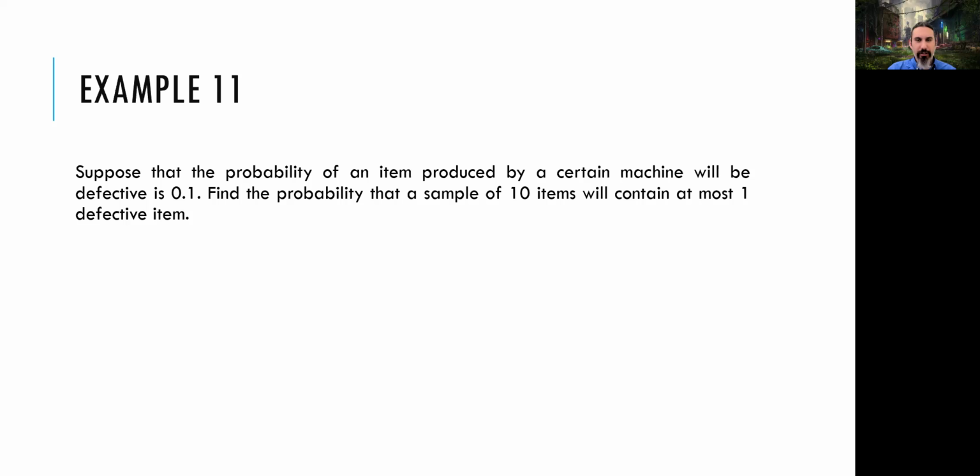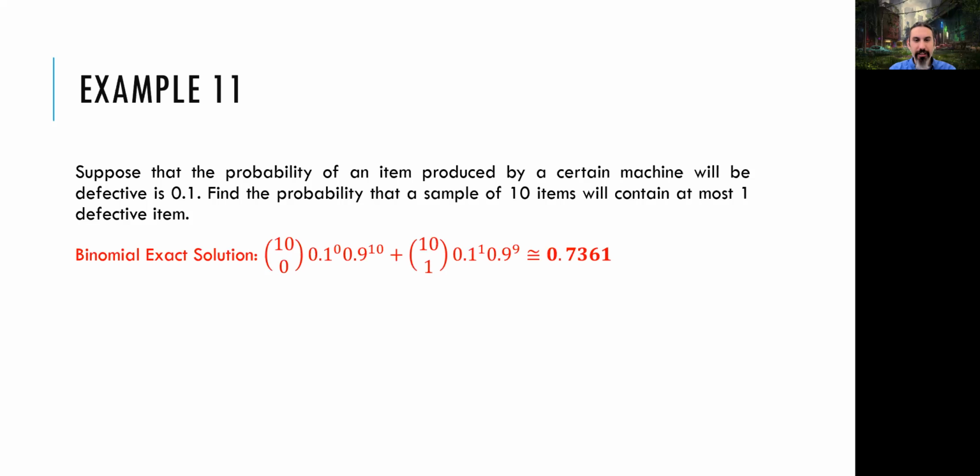Now, for 0 defective items, I have to choose 0 out of 10. And then I have 0.1 to the power of 0 and 0.9 to the power of 10. It's going to give me the probability of having 0 defective items. For 1 defective item, I'm going to choose 1 out of 10. And then I have to calculate 0.1 to the power of 1 and 0.9 to the power of 9 as well. This one is going to give me 0.7361.